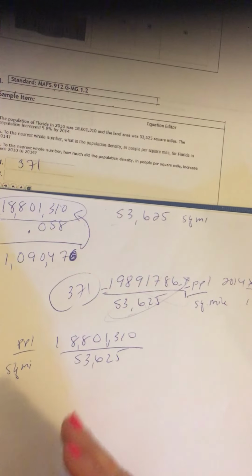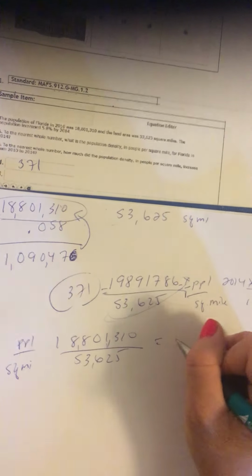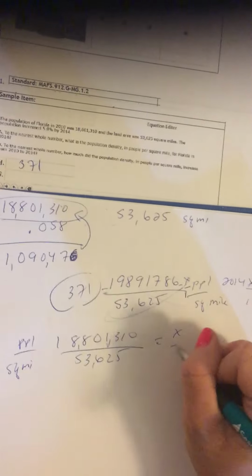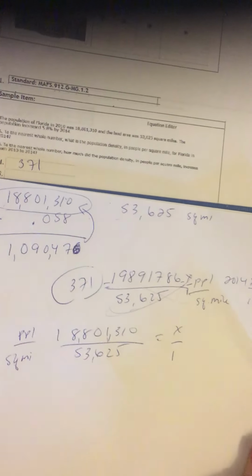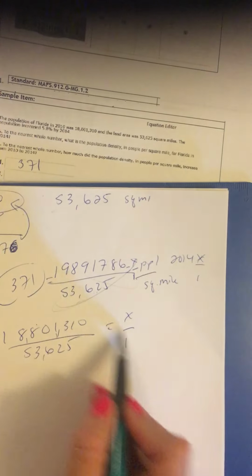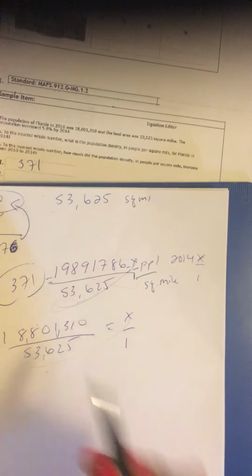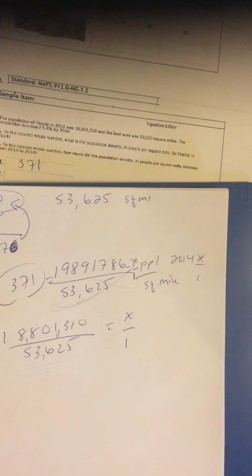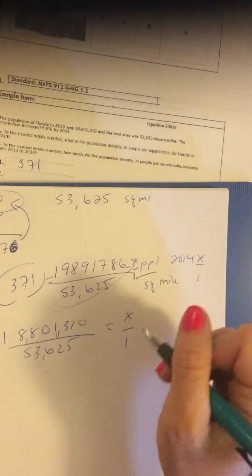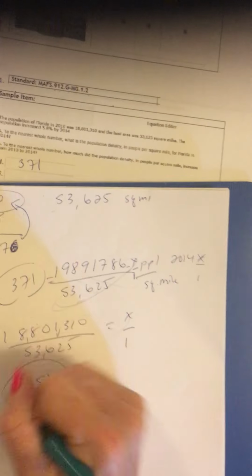Remember, it's people over square miles. Whatever your unit of 1 is, that's what goes on the bottom. So we want to know how many people per 1 square mile. Again, if you did the butterfly effect here, you're going to end up right here. So let's just take 18,801,310 and divide it by 53,625, enter. And we are going to get 351.